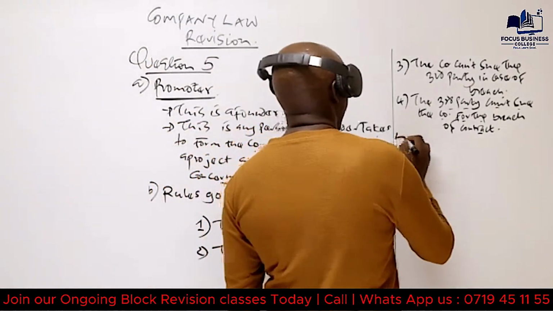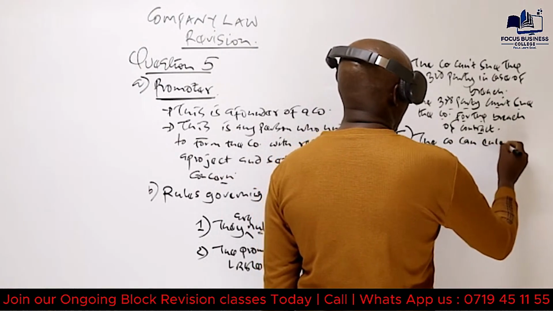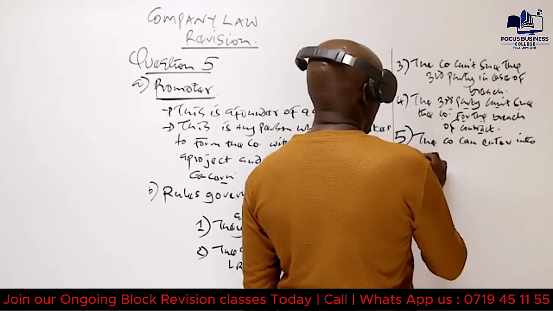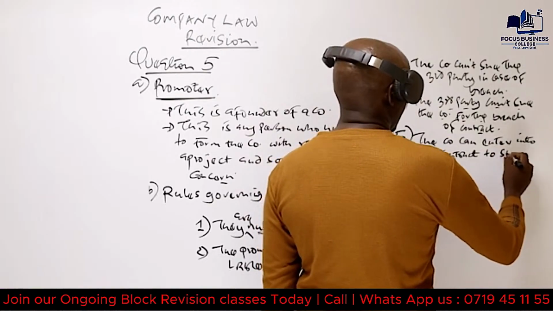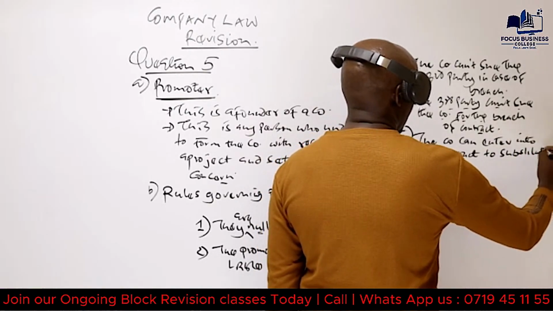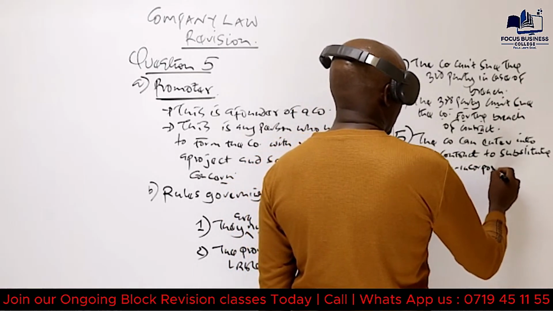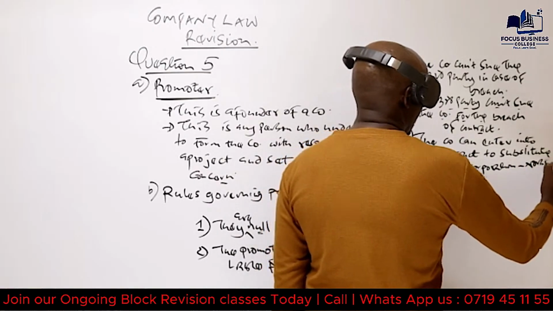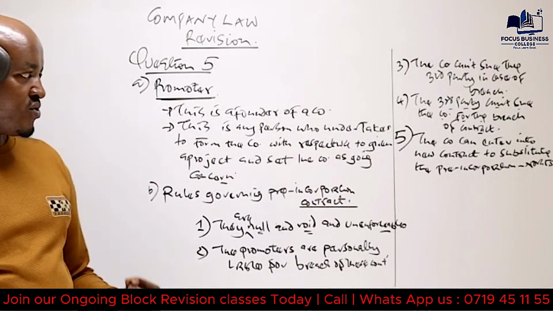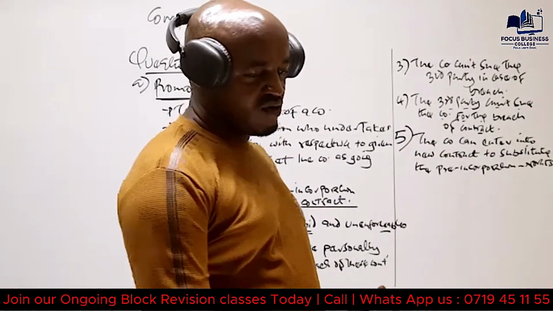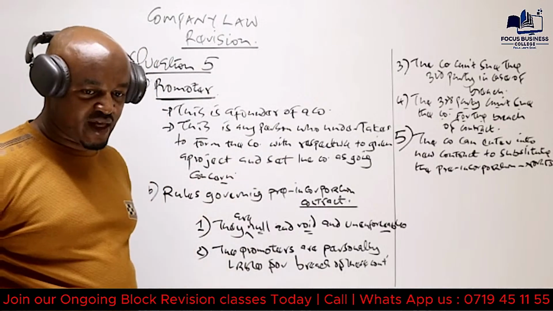Number 5, here we said that the company can enter into a new contract to substitute the pre-incorporation contract through a process which is called novation. So the company, once registered, can enter into a new contract with the same third party, whereby the pre-incorporation contract would be terminated and replaced by a new contract between the company and the same third party.